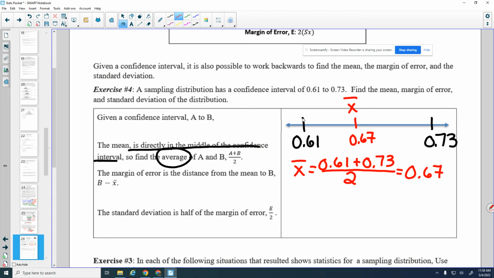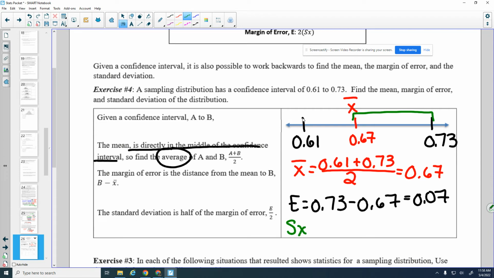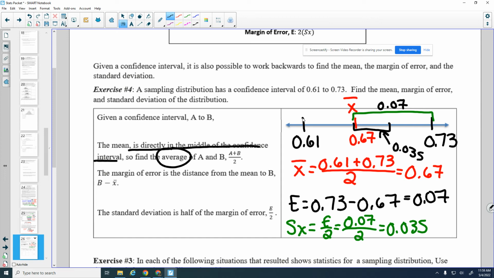So now to find the margin of error, all we have to do is say, how far do we go out here? We could go in either direction, but I'm just going to go to the larger value. So the error is equal to 0.73 minus 0.67. How far do we go from the mean to the side? Which is 0.07. Just like it's 2 standard deviations to get the margin of error, if I want to find the standard deviation, I can just divide the error by 2, working backwards. So 0.07 divided by 2 is equal to 0.035. So just to label, we found that this distance, the green distance, is 0.07, and then the standard deviation, which would be half of it, is 0.035. So you can work backwards from the confidence interval.